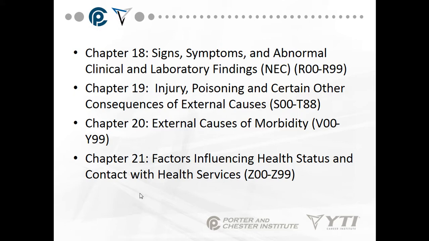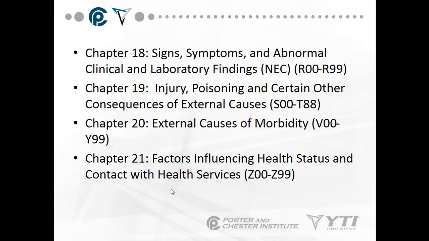Chapter 19 is injury, poisoning, and certain other consequences of external causes. These are the S and T codes. So an injury code could be you fell and broke your bones. So we're going to find an S code for you. Now, the one thing I tell all my students is that the S codes require 7 characters. S and T codes always require 7 characters, no matter what. Chapter 20 are external causes of morbidity. These are the V through Y codes.